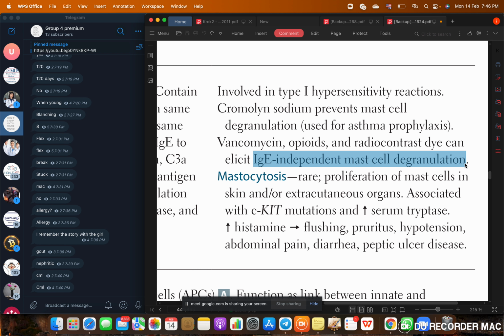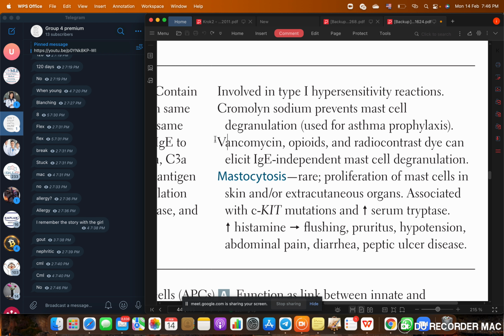If it's IgE independent, is it a true type 1 hypersensitivity reaction? Yes or no? If they write it's an IgE independent mast cell degranulation, it is not. Excellent. It's not a type 1 hypersensitivity reaction, which means this guy is getting the degranulation after consumption of vancomycin, opioid, or radiocontrast dye.